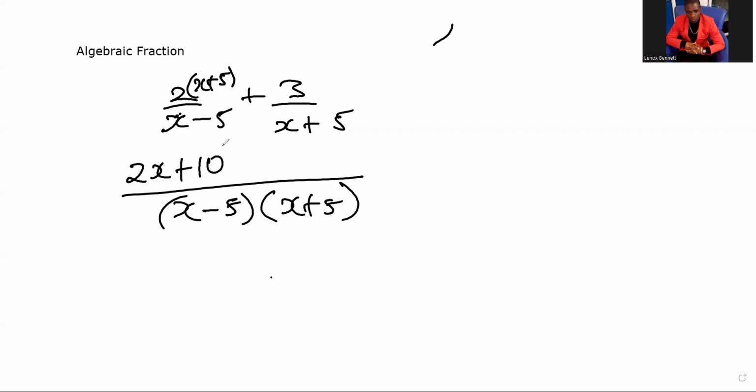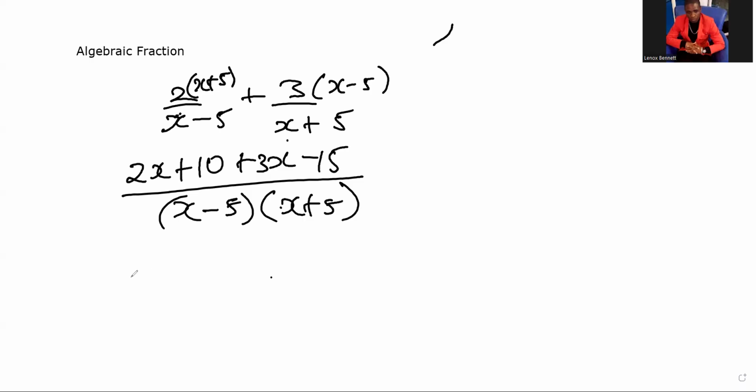Alright, cool. Next, we divide x plus 5 into x plus 5, and that leaves x minus 5. And of course, we multiply by 3. 3 times x, 3x. 3 times negative 5, negative 15.